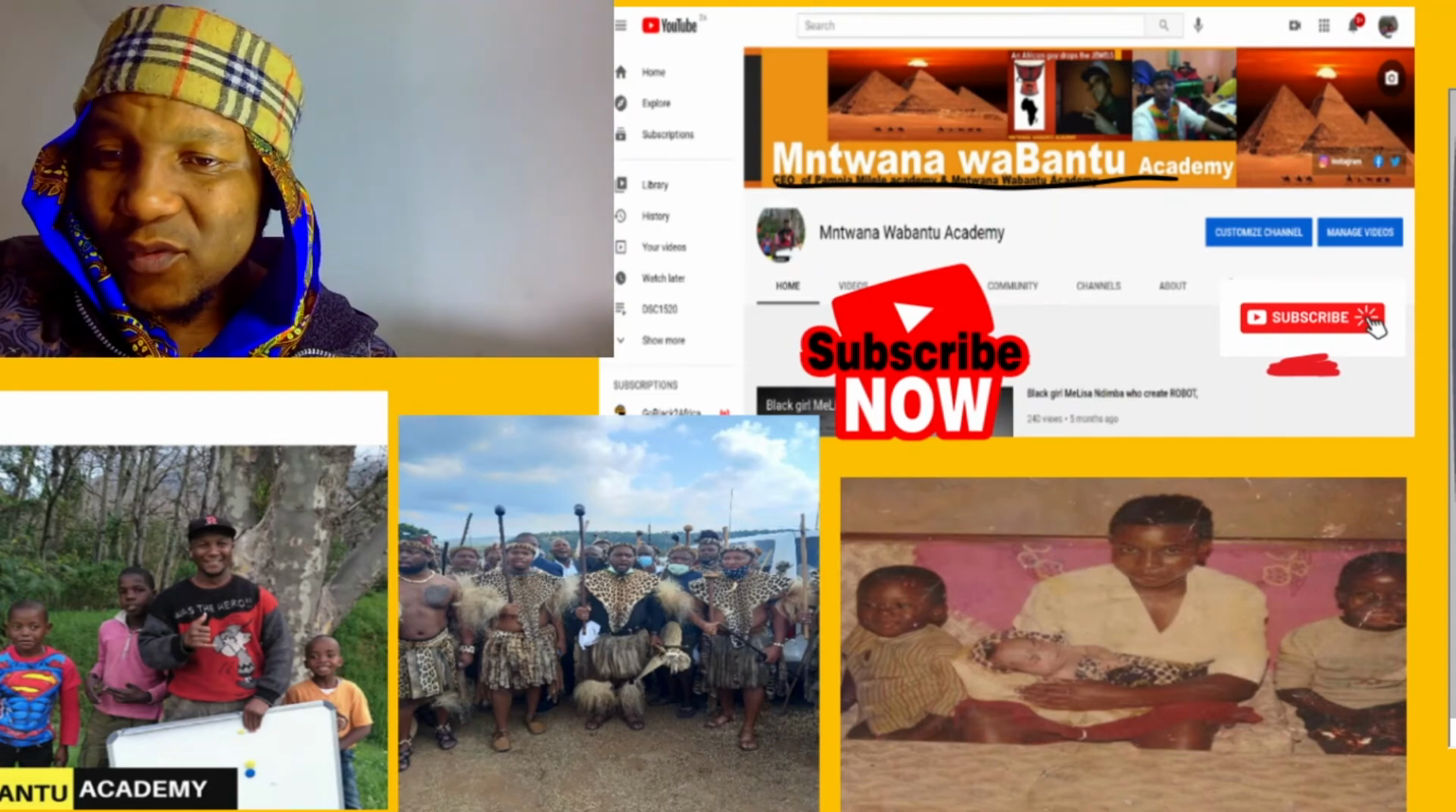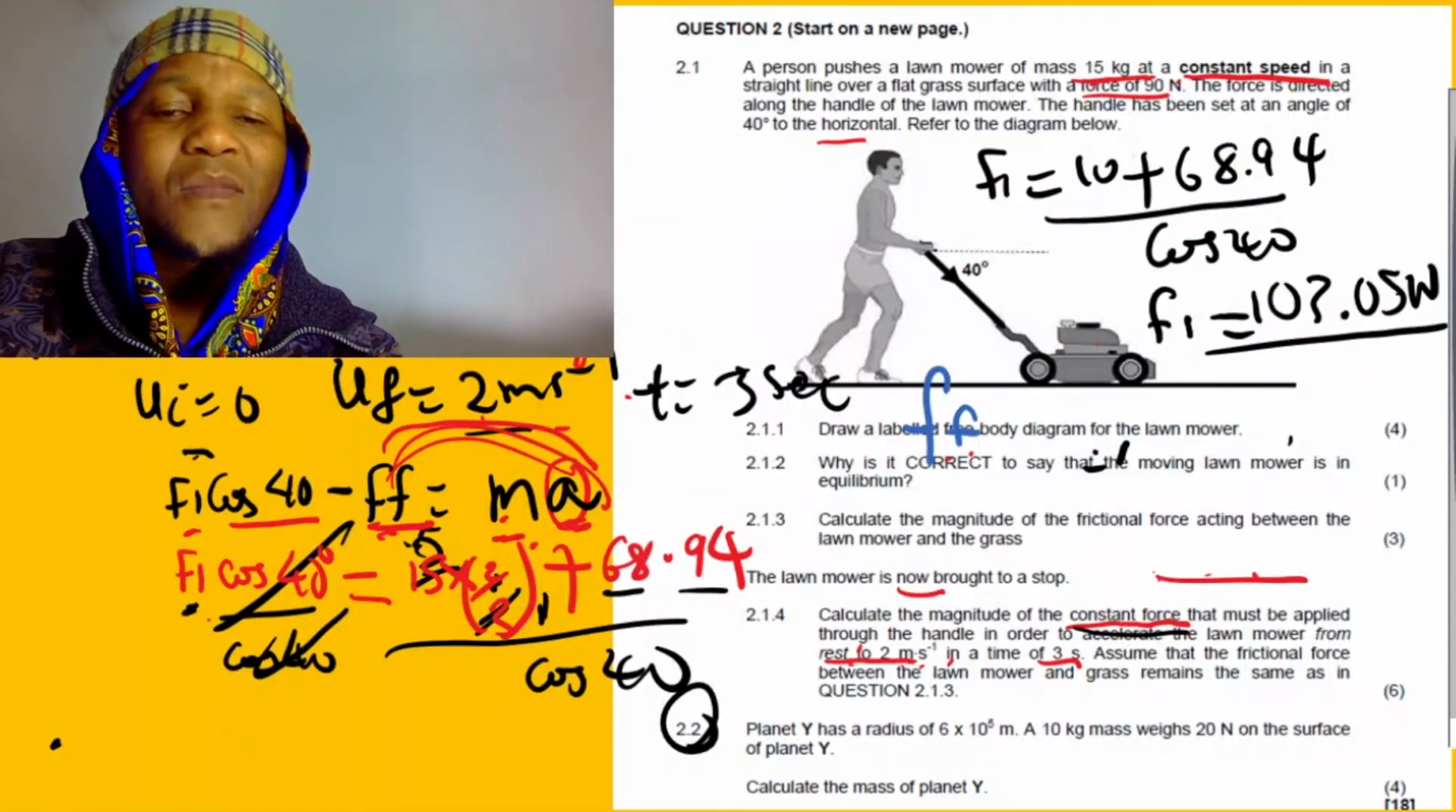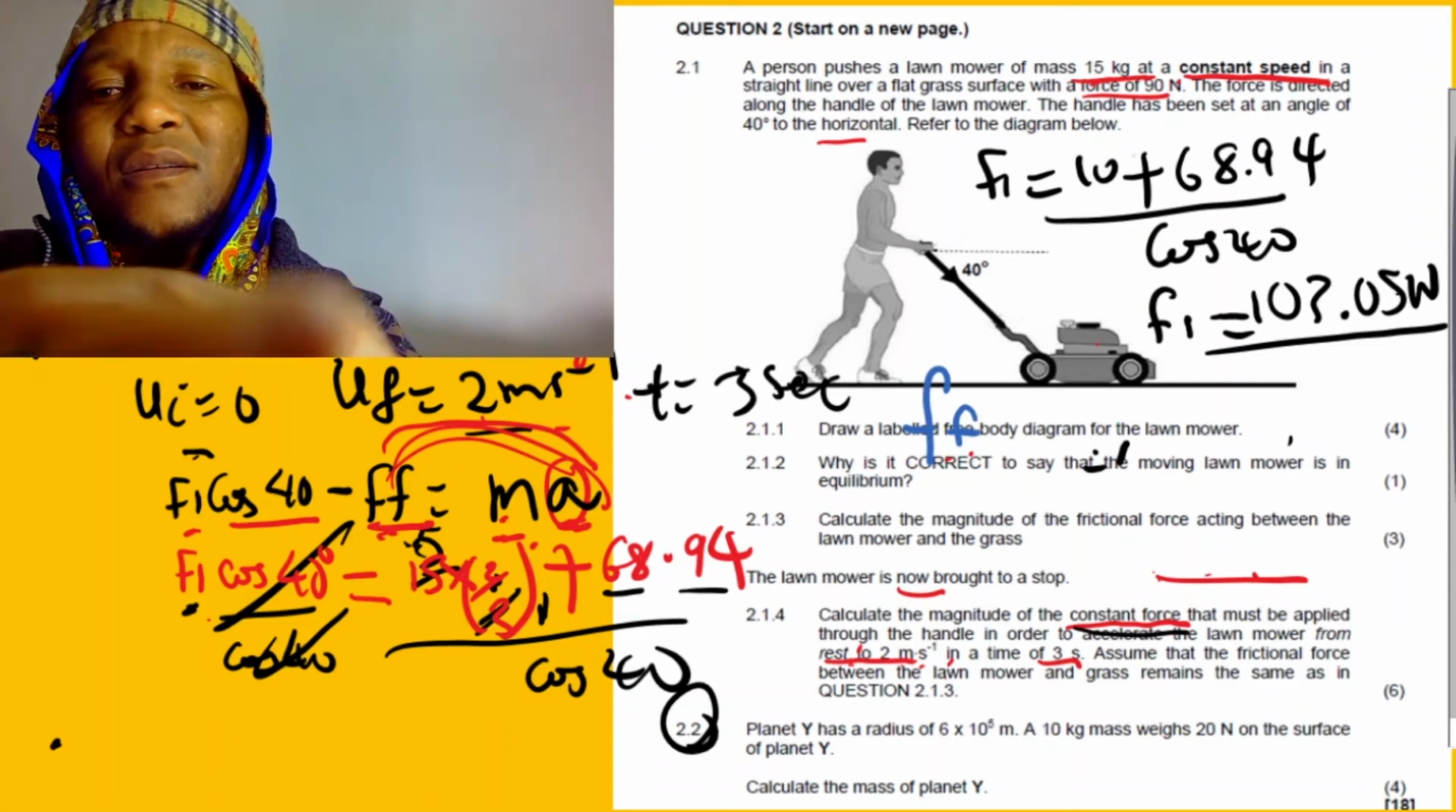Now let's go to the next one. The next one is easy. So I'm going to make a space here quick.